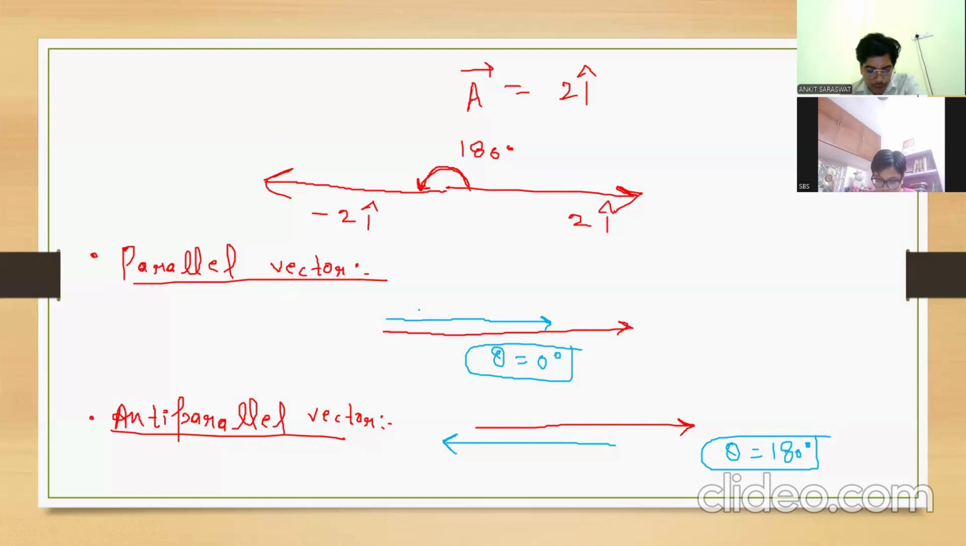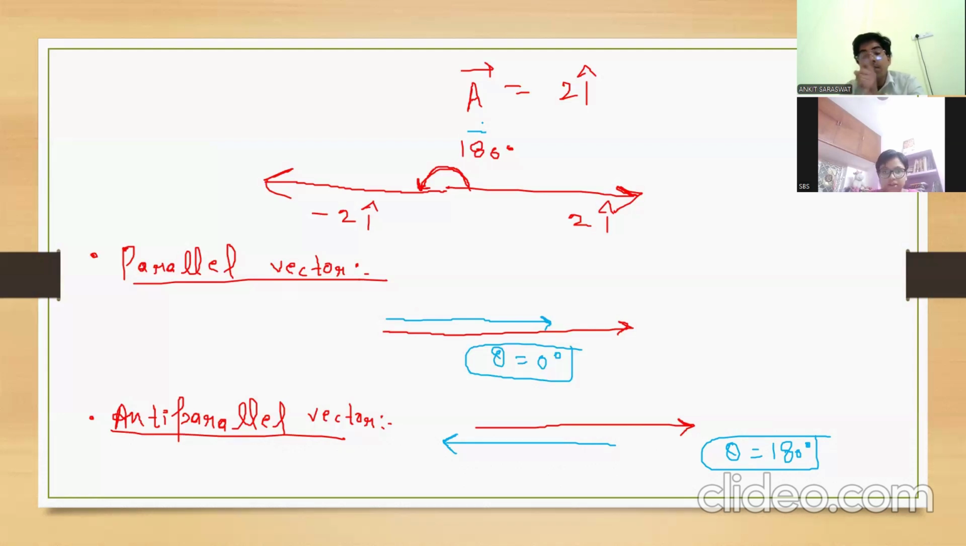Clear? Sir, I have a doubt. Sir, then what will be the difference between negative of a vector and anti-parallel vector, sir? Negative of vector, like I just say, like 180 degree. Clear? Negative of vector is different thing. Here 180 degree I have written because no difference. Because if angle is 180 degree, simply it is negative vector.